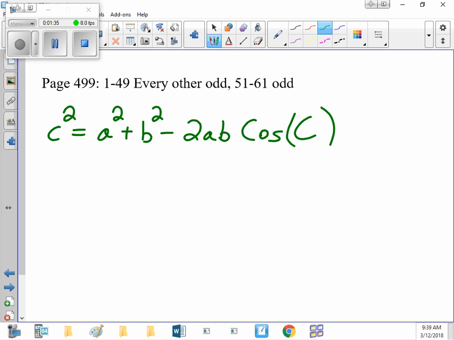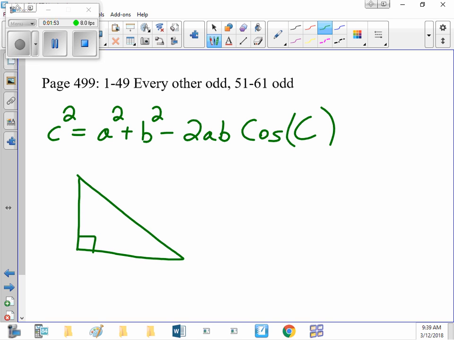Now, I derived this formula for you last year. I don't need to do it again. This formula looks really similar to something that I already know. It looks like the Pythagorean theorem. So let's draw a right triangle and see what's going on.